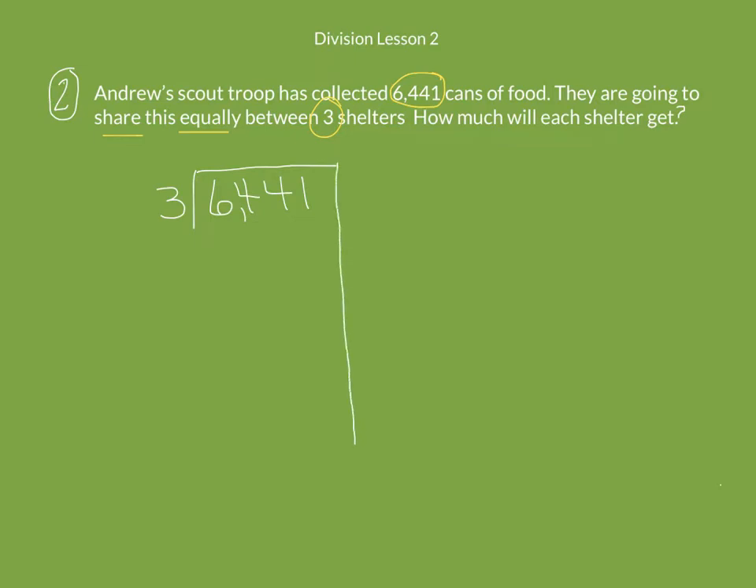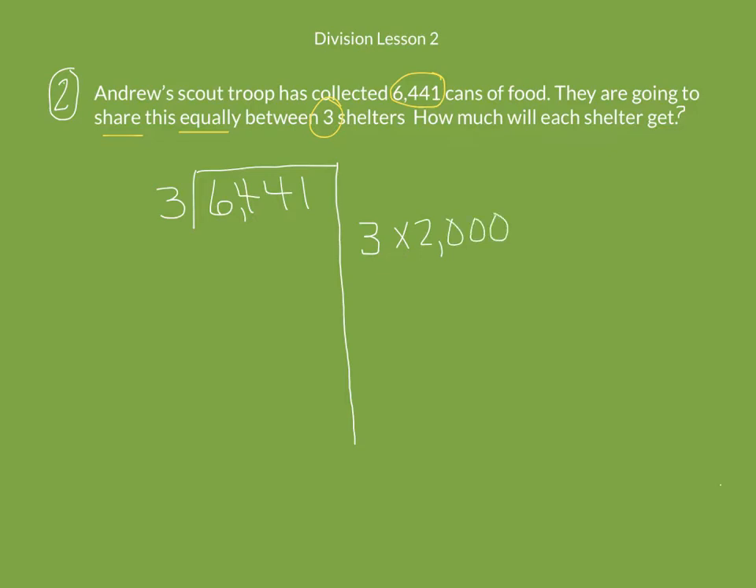Or 3 groups of 1,000? Yes, I could, but that's only 3,000. If I can have 1,000, could I have 2,000? Well, 3 times 2 is 6,000. So I have more than that. So yeah, I surely could. So I could have 3 groups with 2,000 in each group.